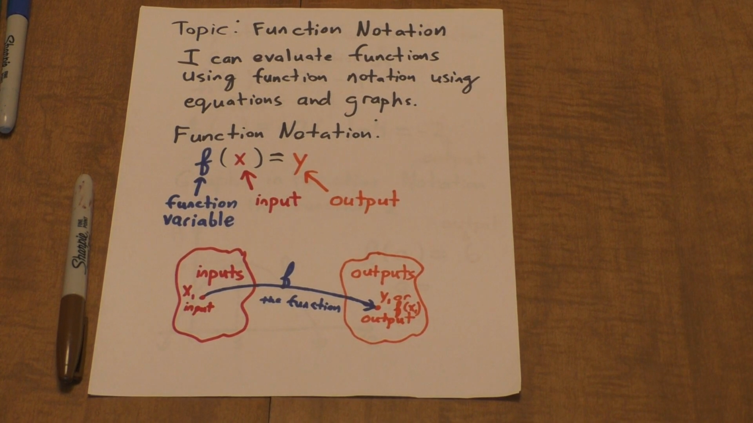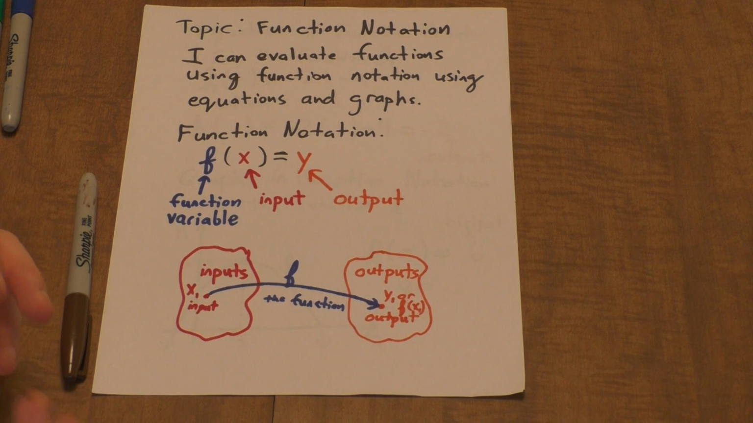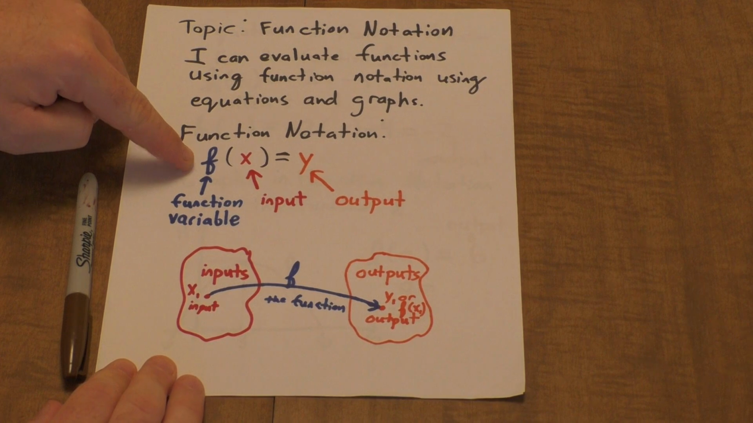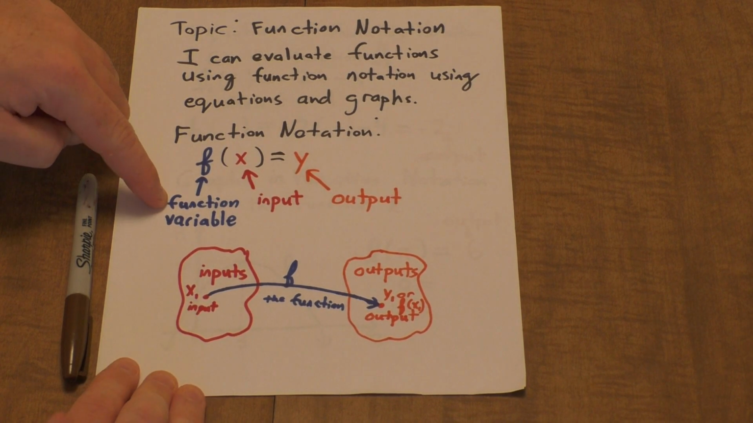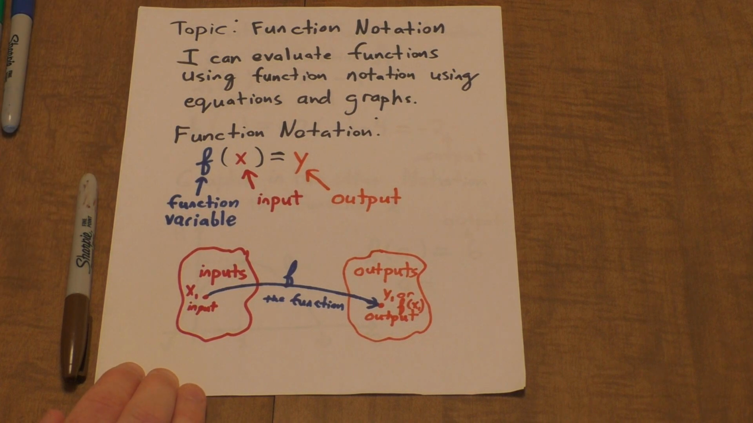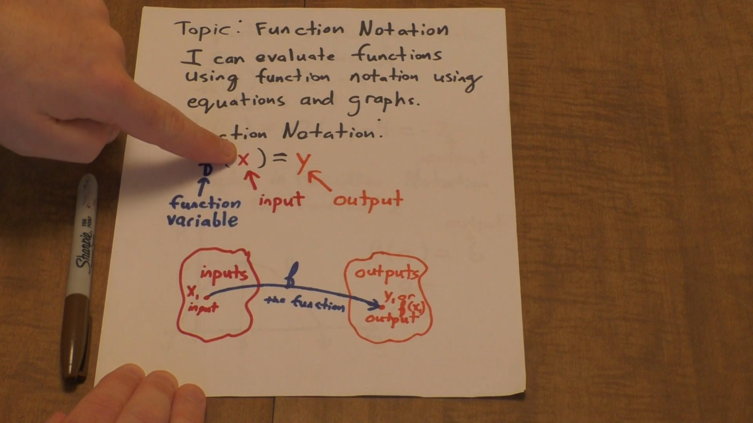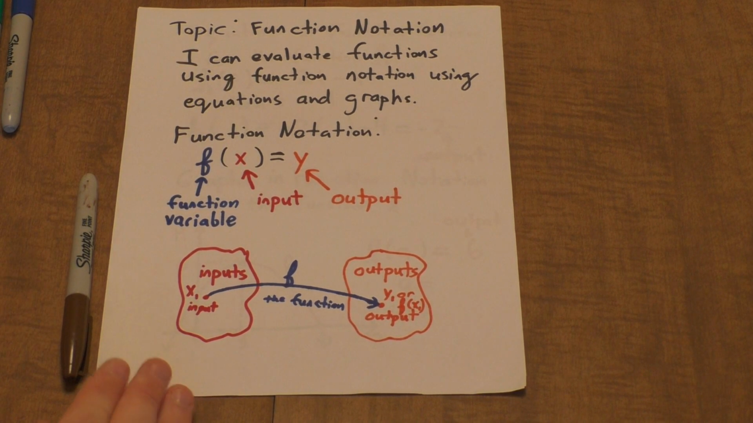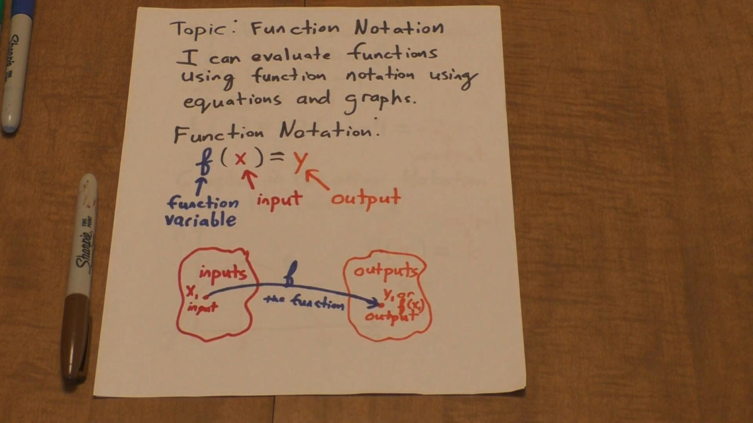I'm going to show you how to evaluate functions using something called function notation. Here's function notation. It's basically a variable that stands in for a function. So this f right here, that's just a cursive f, is what we call the function variable. What functions do is they take in inputs and they give out an output. So we put parentheses and our input is going to be x here. So we're saying this function takes in the input x and it will equal the output y.